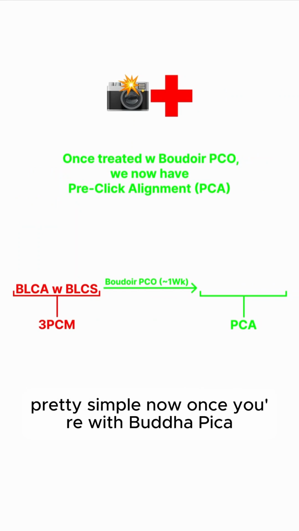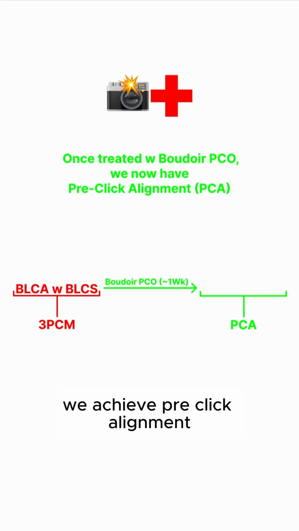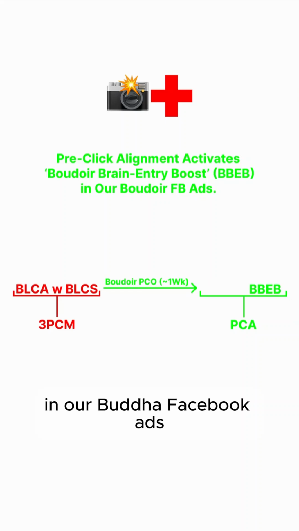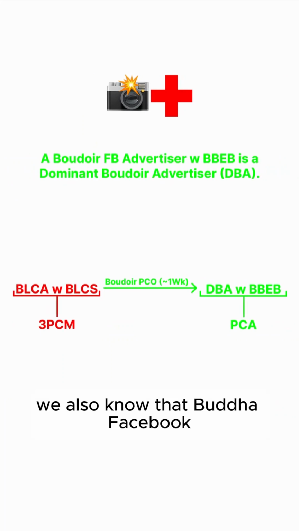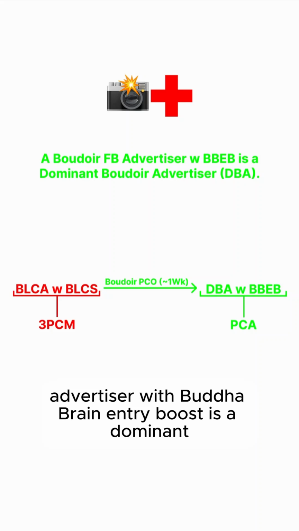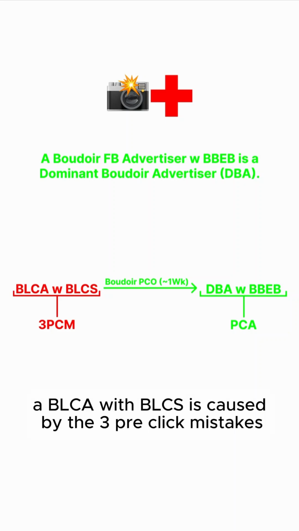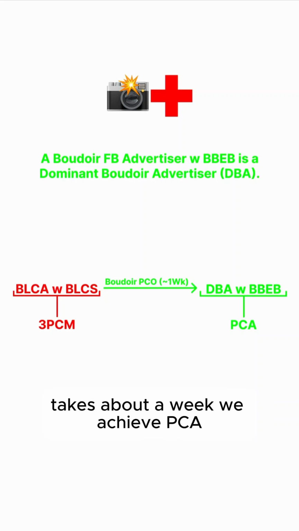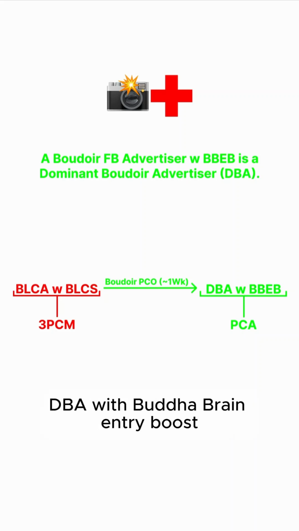Pretty simple. Once you're done with Boudoir Pico, we now have pre-click alignment, PCA. So we get rid of the 3 pre-click mistakes. We achieve pre-click alignment, and pre-click alignment activates Boudoir brain entry boost in our Boudoir Facebook ads. Basically, we get our unique CTR above 6%. We also know that a Boudoir Facebook advertiser with Boudoir brain entry boost is a dominant Boudoir advertiser, a DBA. So this is our full universe. A BLCA with BLCS is caused by the 3 pre-click mistakes. We treat it with our solution, Boudoir Pico. It takes about a week. We achieve PCA, the pre-click alignment, and we become dominant Boudoir advertisers, DBA, with Boudoir brain entry boost.